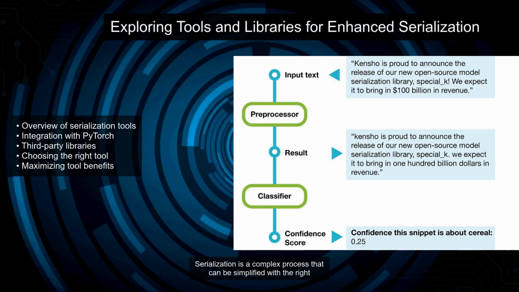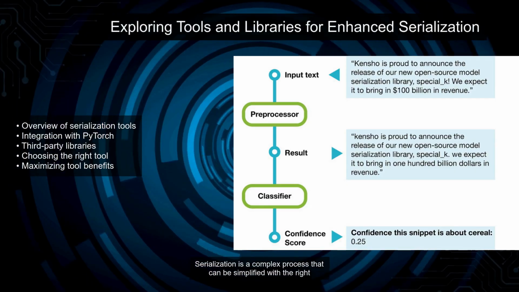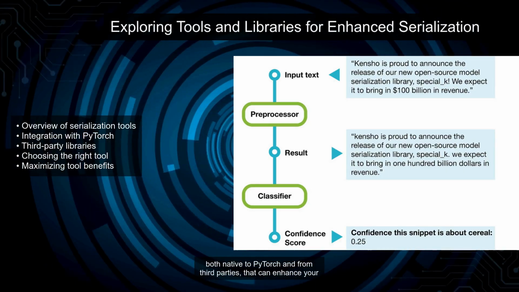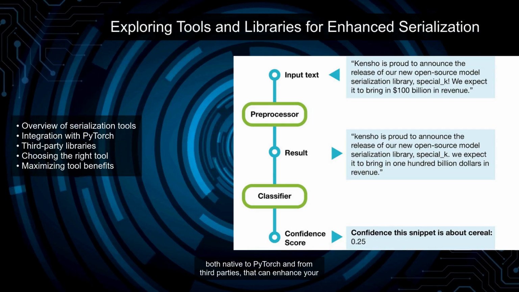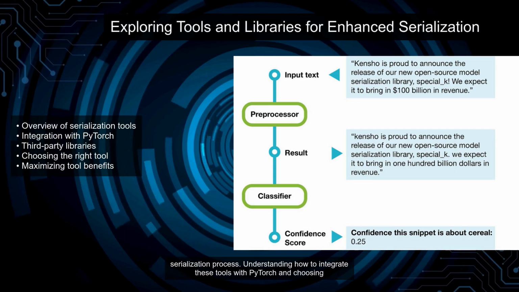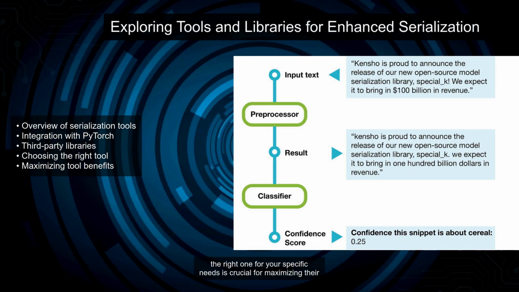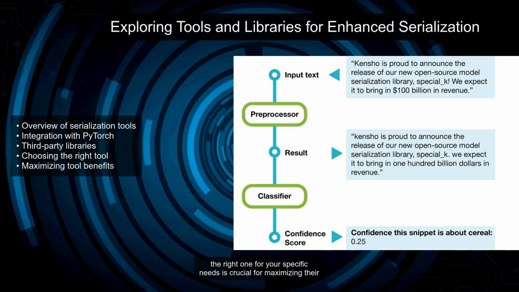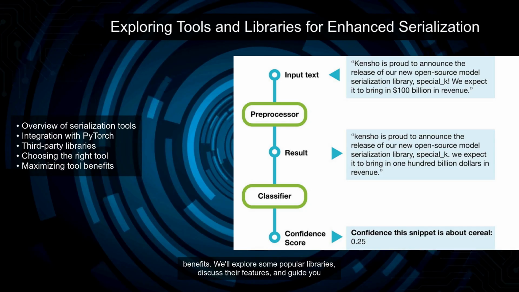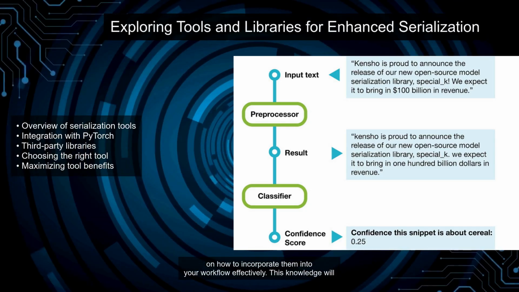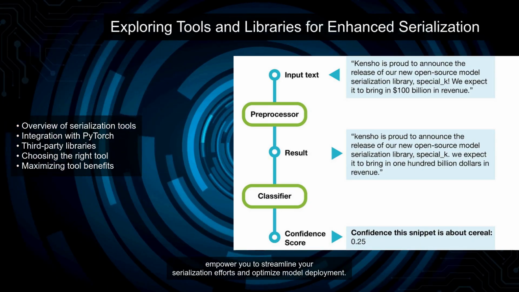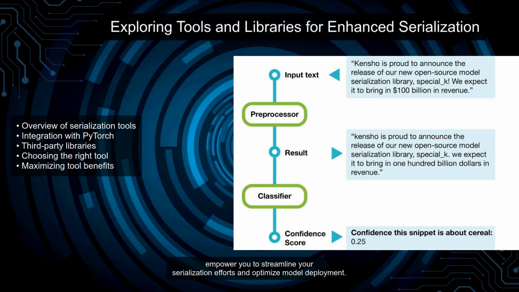Serialization is a complex process that can be simplified with the right tools and libraries. This section provides an overview of the available tools, both native to PyTorch and from third parties, that can enhance your serialization process. Understanding how to integrate these tools with PyTorch and choosing the right one for your specific needs is crucial for maximizing their benefits. We'll explore some popular libraries, discuss their features, and guide you on how to incorporate them into your workflow effectively. This knowledge will empower you to streamline your serialization efforts and optimize model deployment.